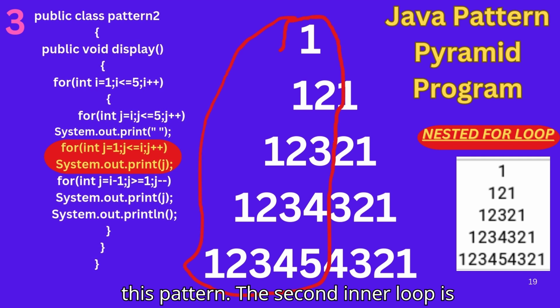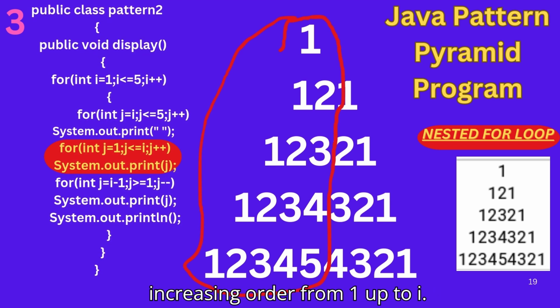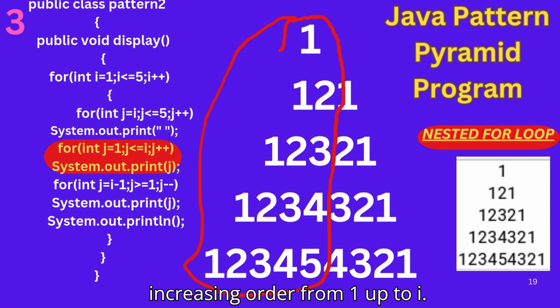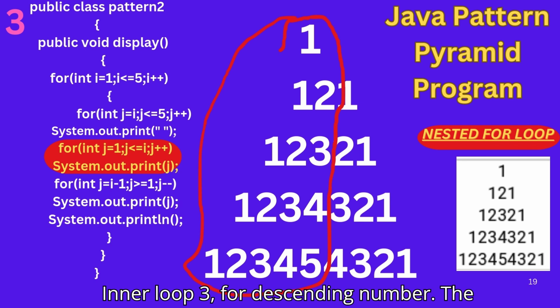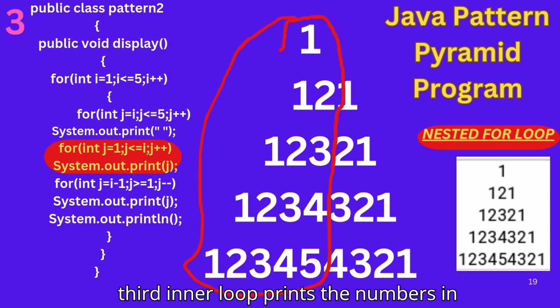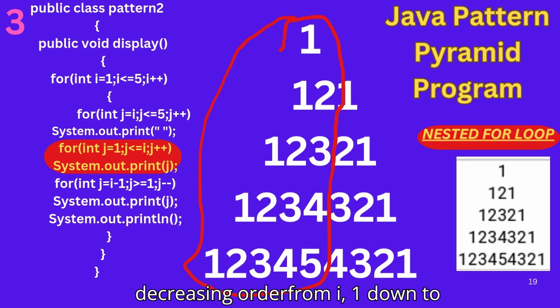The second inner loop is responsible for printing the numbers in increasing order, from 1 up to i. This creates the left half of each row. Inner loop 3, for descending numbers. The third inner loop prints the numbers in decreasing order, from i minus 1 down to 1.